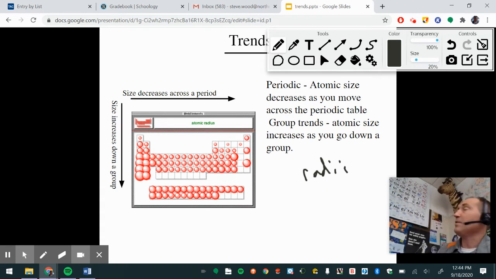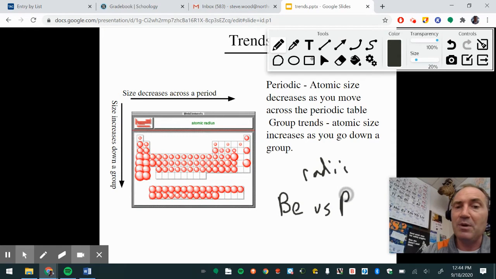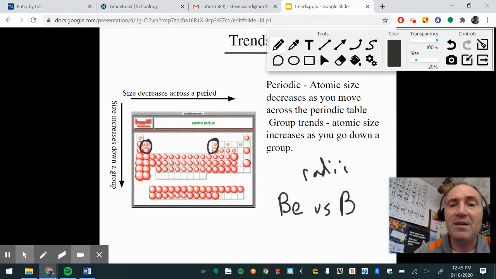If you look at period 2, which would be the second row, you have Be versus B, in the epic matchup. Be is right here and B is right here. We would say that Be is larger, even though it only has 4 electrons and 4 protons, than B, which is actually smaller. You can kind of tell from the picture too. So size decreases as you go across the period.